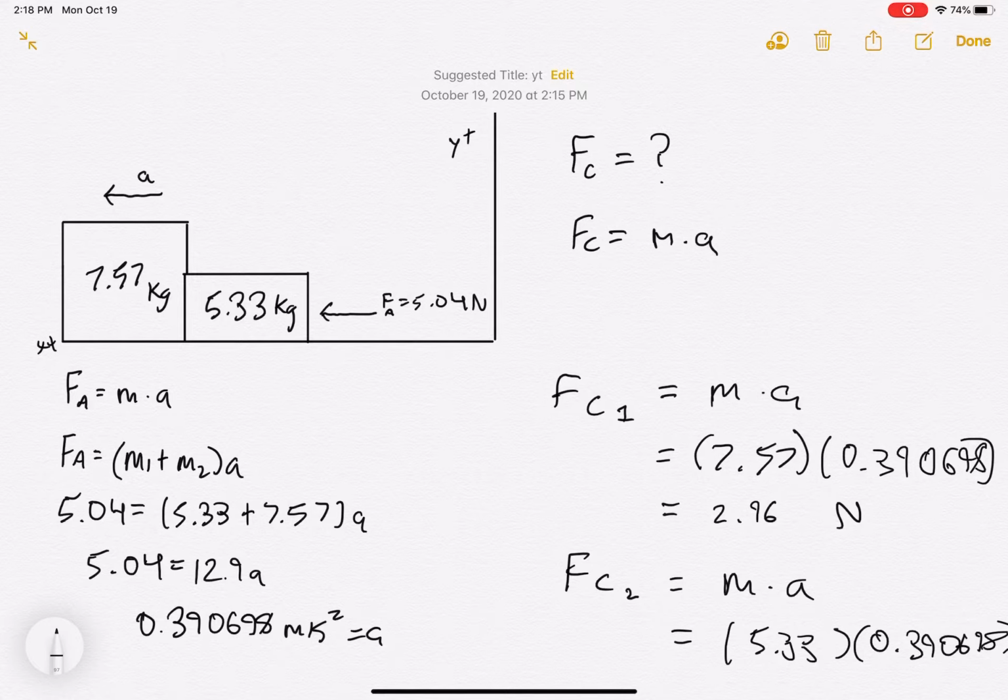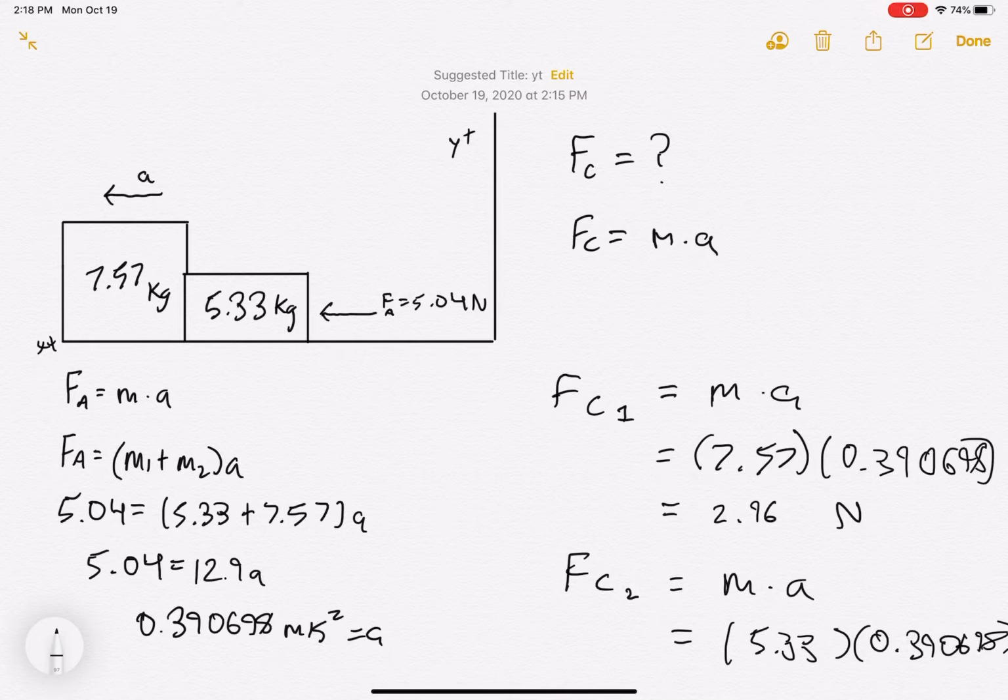So 5.04 equals 12.9 times acceleration. Divide both sides by 12.9. And our acceleration is 0.3909698 meters per second squared. And now that we have the acceleration, we can figure out the contact force of the two boxes when the force is applied to the lighter box.